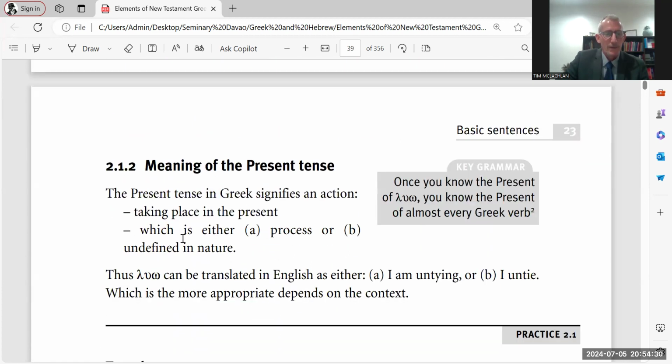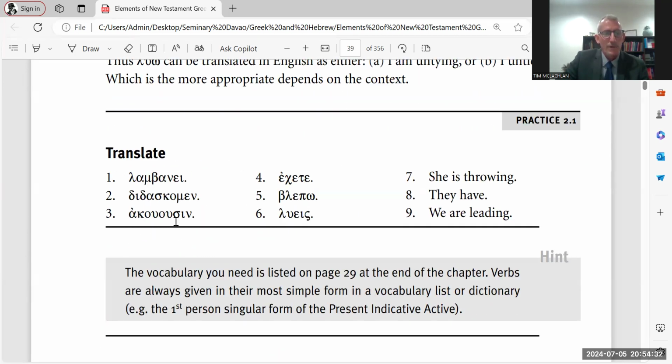Okay, so when you're doing your homework, you come back down, akousen, so you know akuo would mean hear, and then ousen, the ending is they, so if it was your homework, then you would translate this as they hear. So you just keep it simple. They are hearing as well.